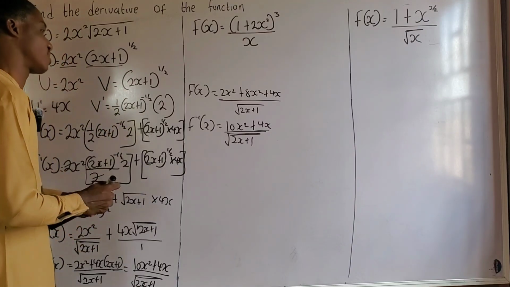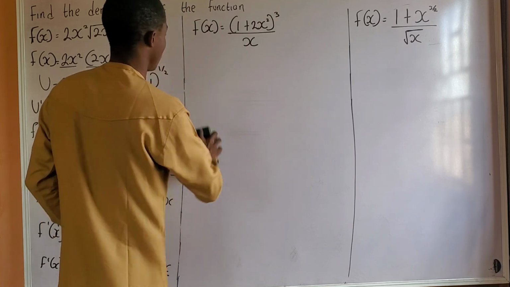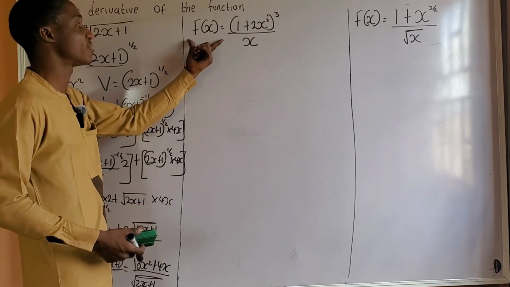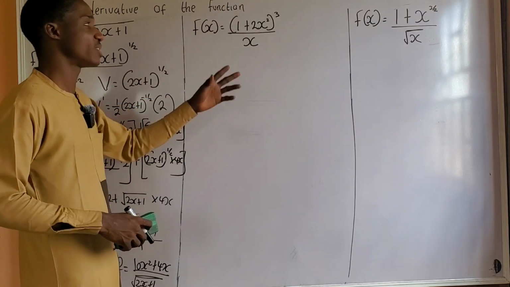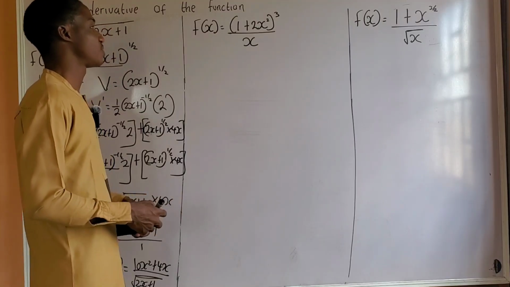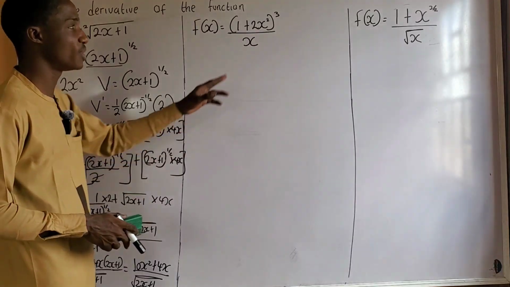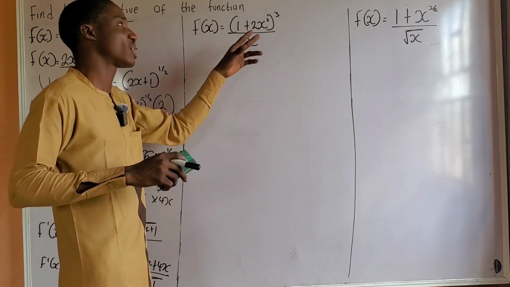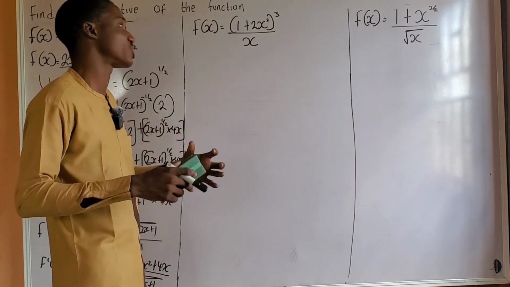Okay, now let's consider the question that we have on the board. We are asked to find the derivative of f of x equals 1 plus 2x squared, raised to the power of 3, all over x. Okay, to solve this question, we are going to use the quotient rule. Do you understand? But if you look at the numerator, you will discover that the function inside the bracket is raised to the power of 3. So in that case, we are going to use the chain rule to differentiate that function.